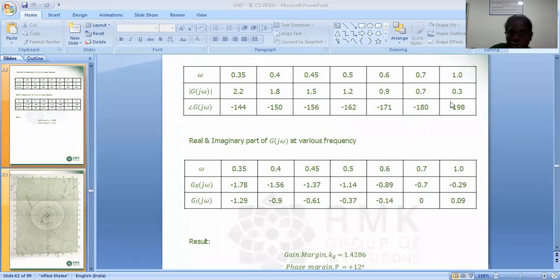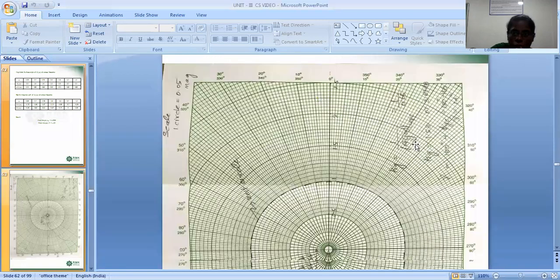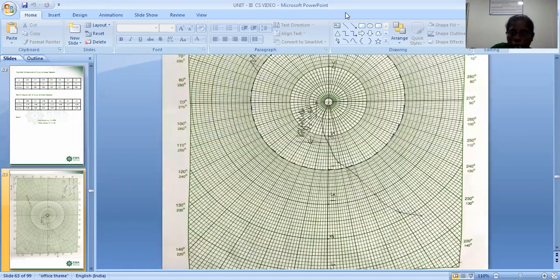Let me go to the graph here. Here you can see that for the magnitude 2.2, the scale they have taken is, this is 0.5, this is 1, this is 1.5. This circle is 1.5, this circle is 2, and this circle is 2.5. So you can see that 2.2 will be somewhere here, that is 2.1, 2.2, the fourth circle. So this circle is 2.2, and we need minus 144.